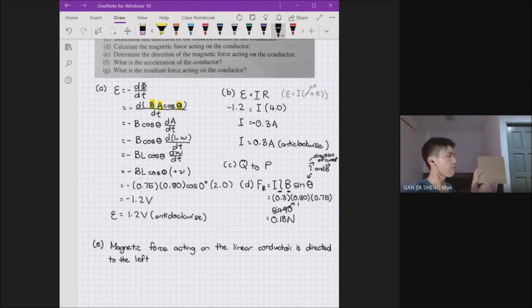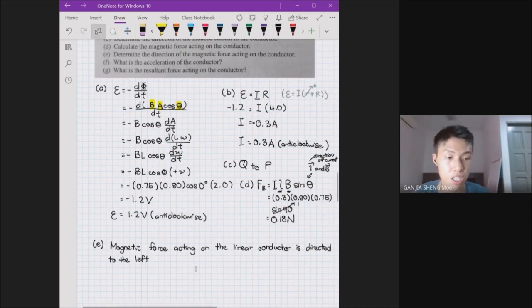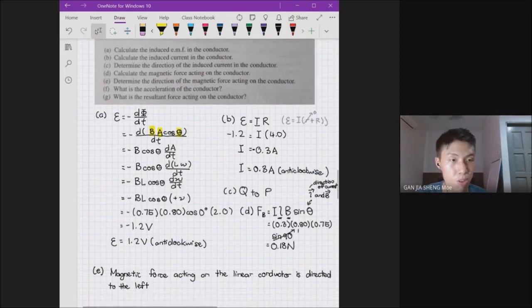Again, it's current flowing upwards, then your palm is slapping into the page because the magnetic field is pointing into the page. L cross B, L cross B. So the thumb is pointing to the left, therefore the magnetic force is pointing to the left. Okay, so that's E. Let's move on to F.